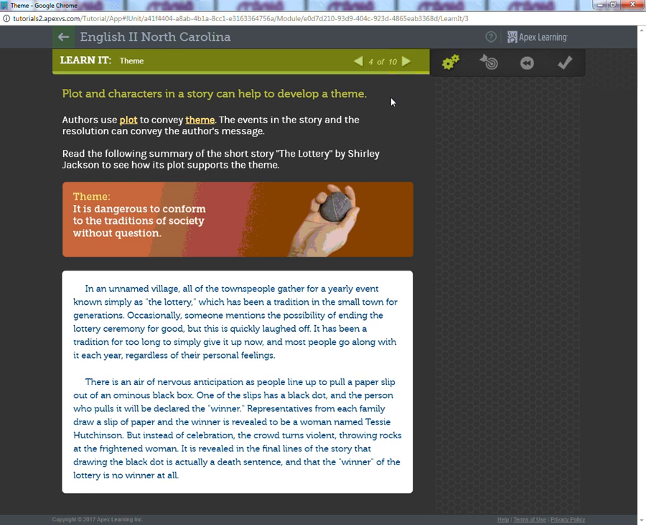So as I just said, plot along with characters can help develop a theme. The authors use plot to convey or emerge the theme for you. Remember, theme is never directly stated. The events in the story and the resolution can convey the author's ultimate message or insight. So, let's look at the following summary of the short story, The Lottery by Shirley Jackson, to see how this plot supports this theme. It's dangerous to conform to the traditions of society without question.